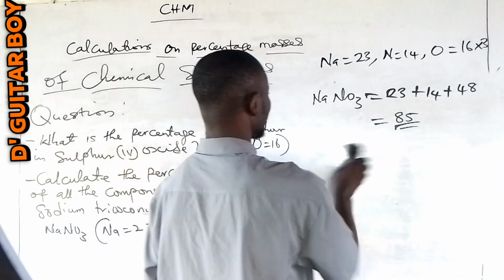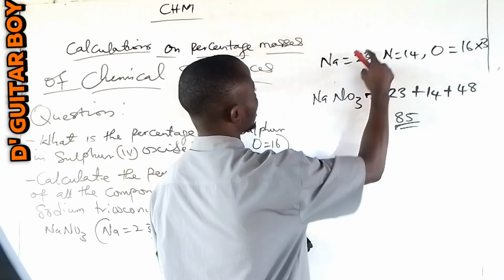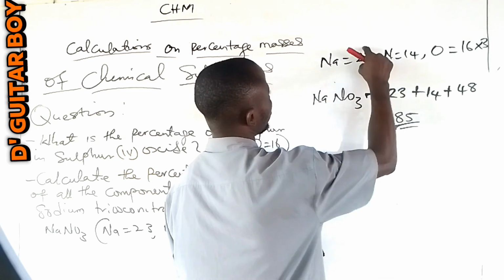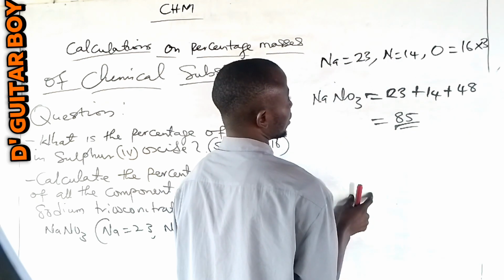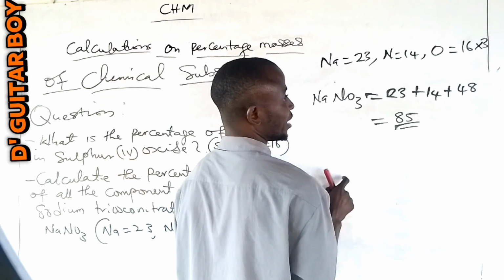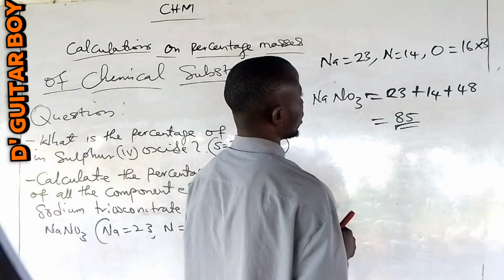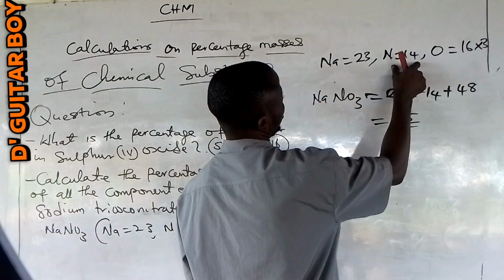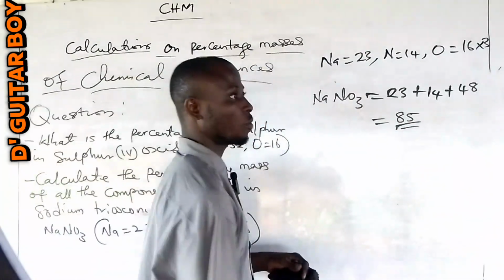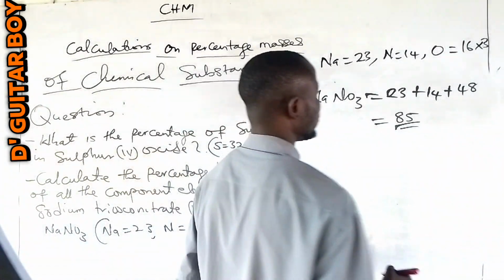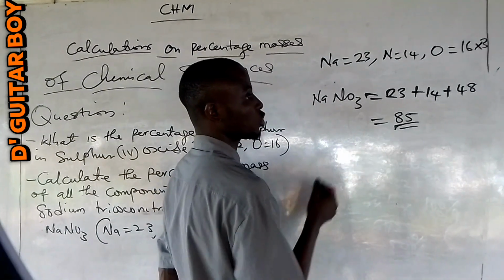So we can now calculate the percentage mass of each one. For sodium, we take the mass of sodium divided by the total, times 100. That's the fractional mass of sodium in the compound times 100. The same for nitrogen: the fractional mass of nitrogen times 100. And the fractional mass of oxygen in the compound times 100. That's how you calculate the percentage composition of the various substances.